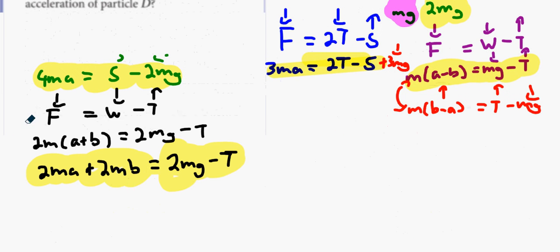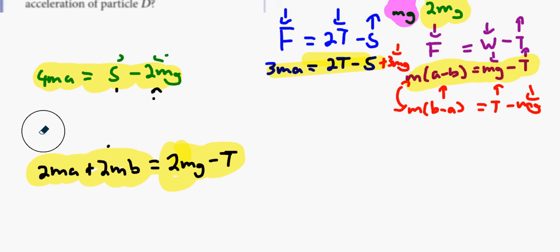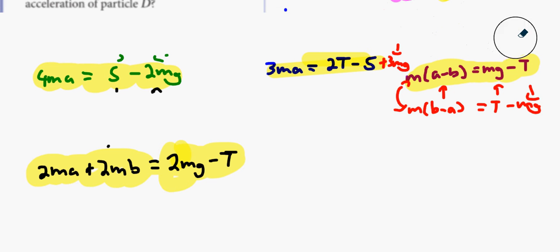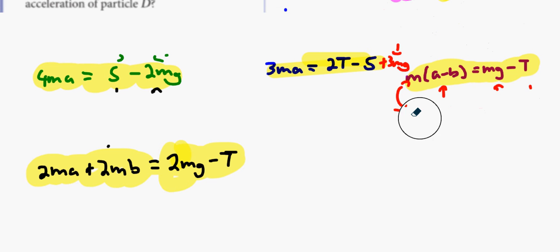So here are your 4 equations, and your job is to find out what A is, B is, and then A plus B. And that will be done. Okay, let's look at that.